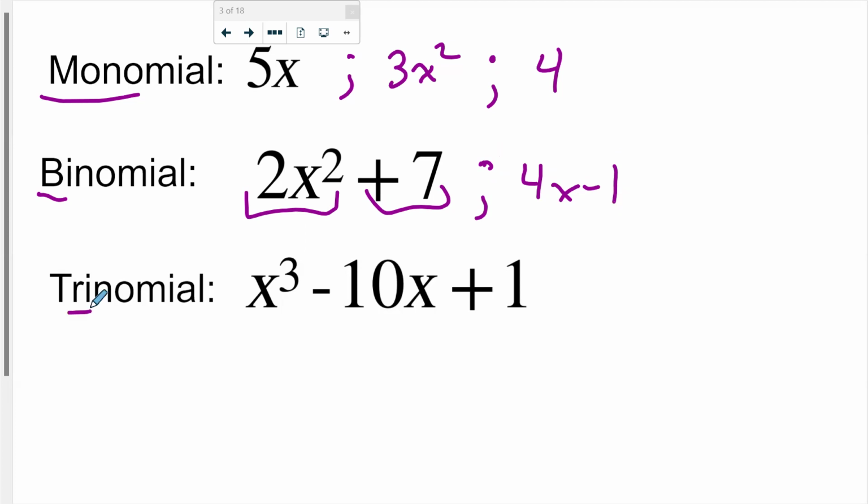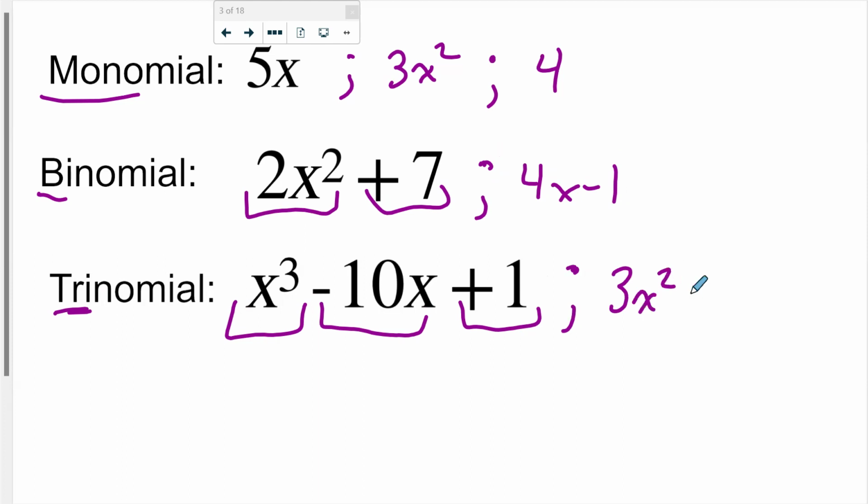And the next one, trinomial. Tri means 3, like a triceratops had 3 horns. And for this one, we have 3 terms. We have x cubed, we have a negative 10x, and we have a positive 1. This is why it's a trinomial, because there's 3 different ones. Another example of a trinomial, let's say 3x squared plus 2x, let's go minus 5. Something like that. That will give us a trinomial as well, because there are 3 terms there.